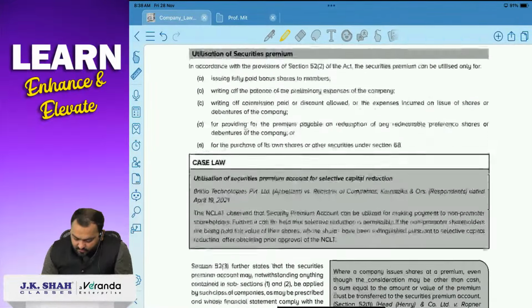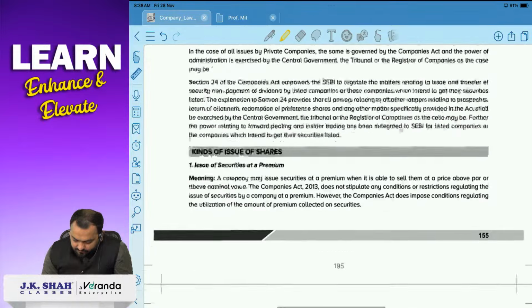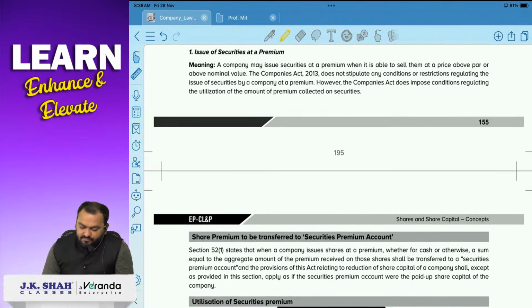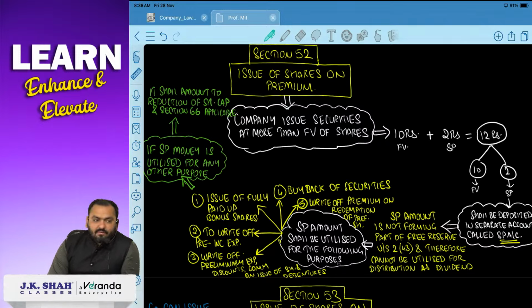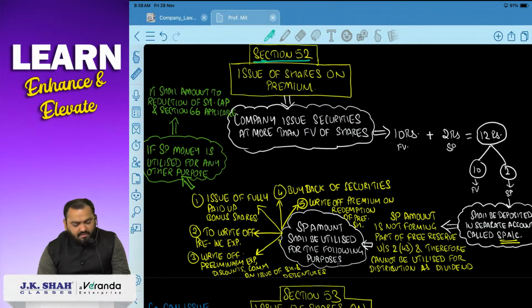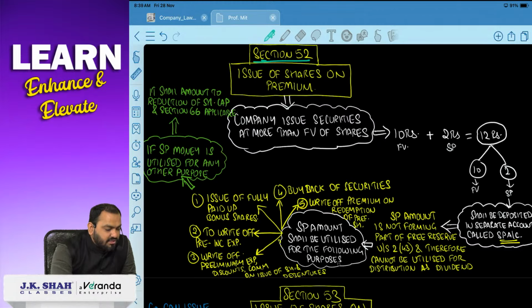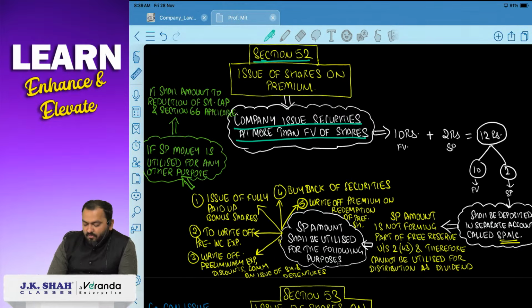And the next topic is now issue of shares at premium. Here it is. Okay, easy. Now see how these notes are in line with your ICSI module. So which section are we talking about right now? Section number 52, issue of shares at premium. What is this issue of shares at premium firstly? Whenever a company is issuing shares at a price that is higher than the face value, correct? So friends, if it is issuing shares at a price more than face value, then it is called what? Issue of shares at premium.